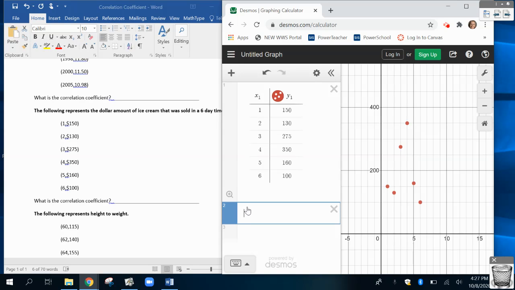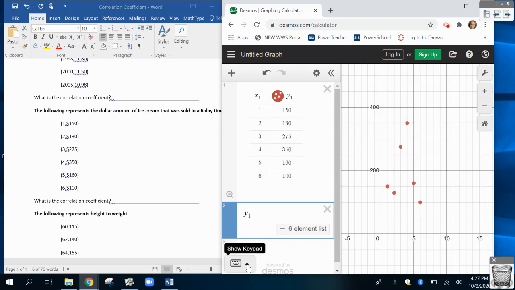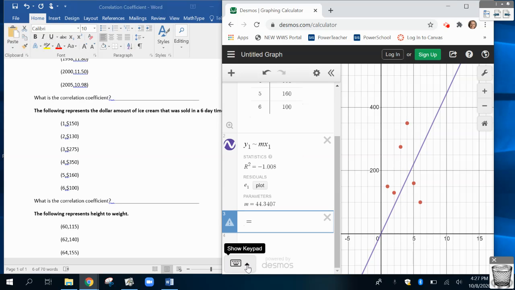So as a reminder, we're going to have to do Y1, and then we're going to do the little tilde, MX1 plus B. So I want you to tell me what you get for your correlation coefficient. Oops, I accidentally deleted it. Let me type it back in before I verify for you guys.